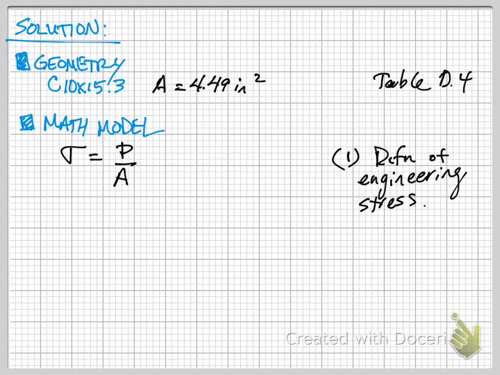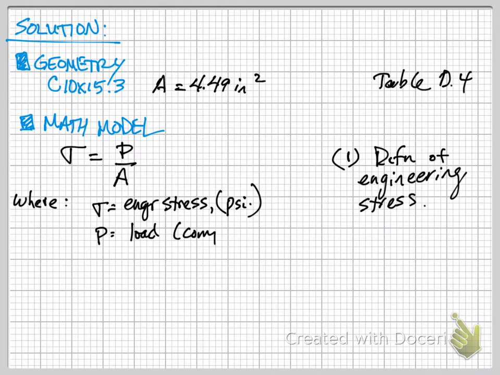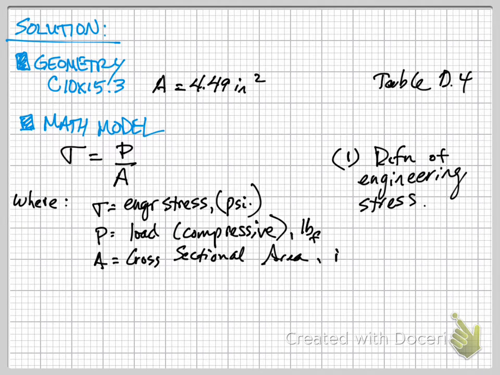And to be complete, we need to define our terms, where stress is engineering stress in PSI. P is the load, in this case compressive load, in pounds force. And A is the cross-sectional area of the member in square inches.